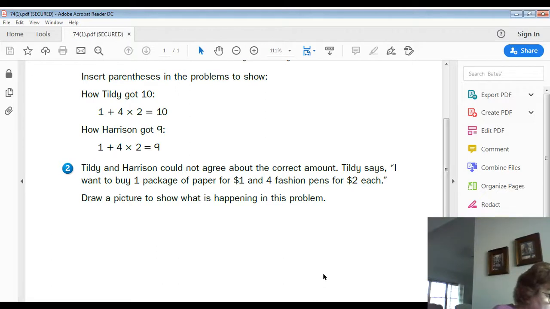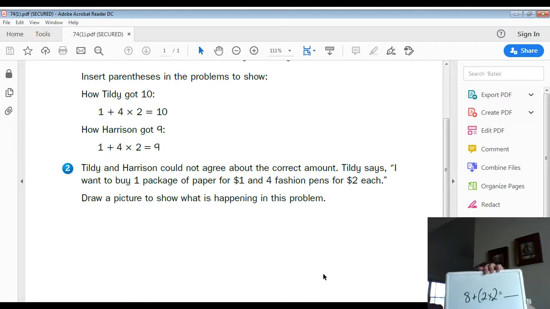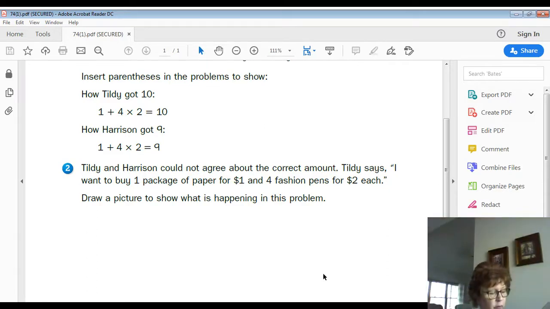Right? Here's another one. 8 plus 2 times 2. So again, you're going to do the 2 times 2 first. Okay, so that is 4. And 8 plus 4 equals 12.